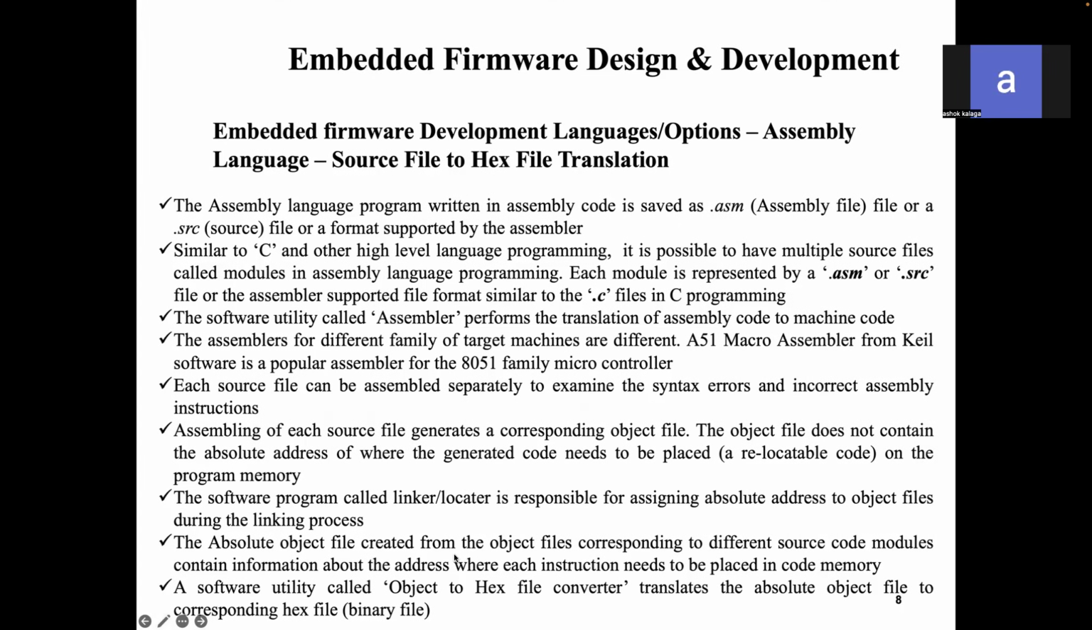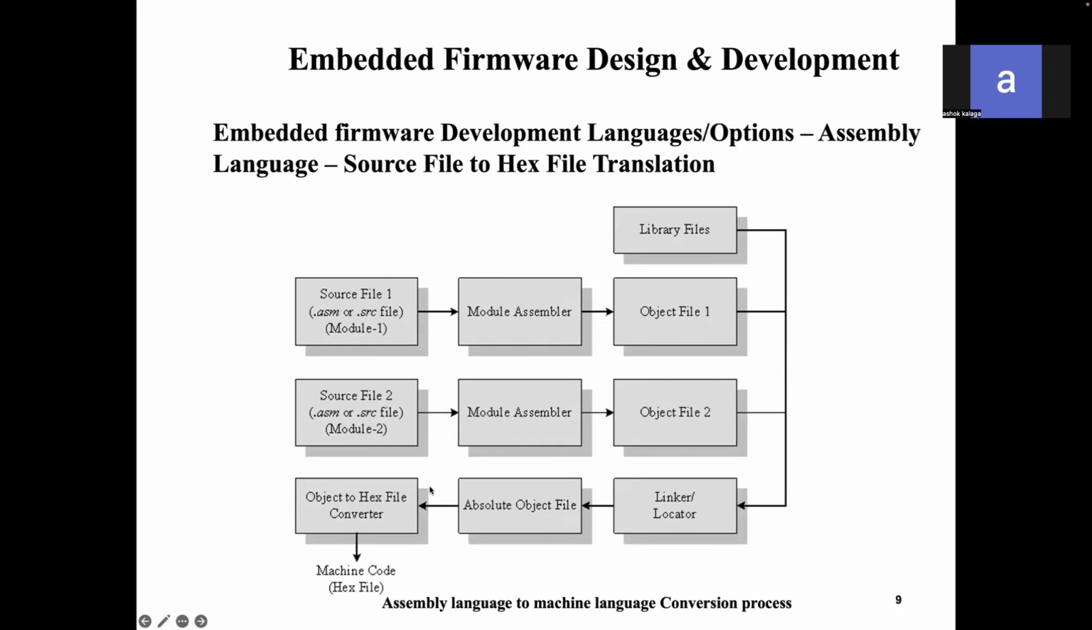The absolute object file created from the object files corresponding to the different source code modules contains the information about the address at which each instruction needs to be placed in the code memory. A software utility called the object to hex file converter translates the absolute object file to the corresponding hex file. This is the block diagram showing that.